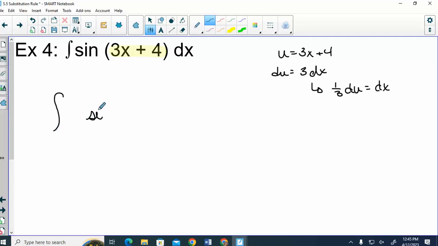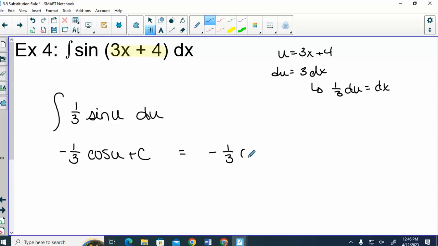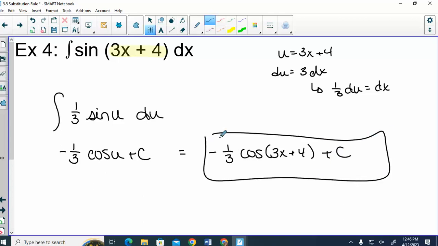So we integrate, we have the sine of u. dx turns into 1/3 du, or you could even write the 1/3 in front of your sine if you prefer. Coefficients just stay. What's the antiderivative of sine? So this is negative 1/3 cosine u plus c. Negative 1/3 cosine (3x plus 4). Why don't you guys try 5 and 6?